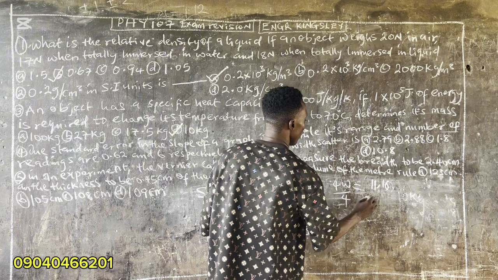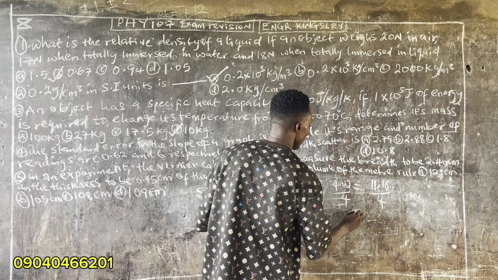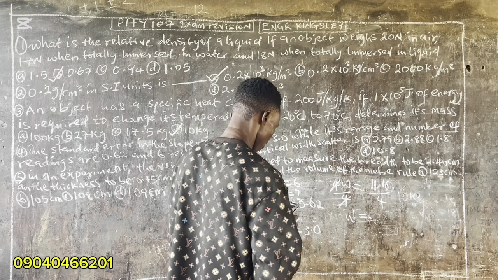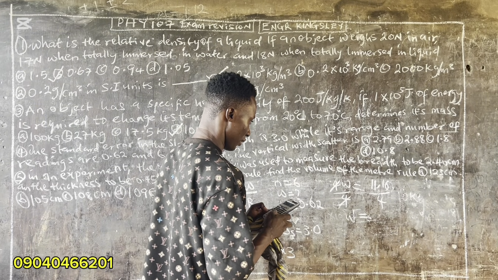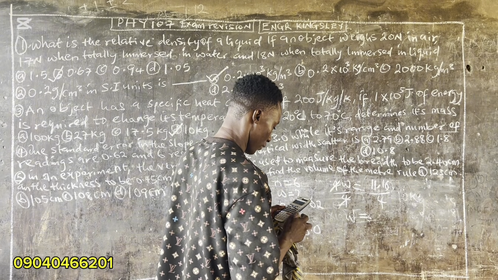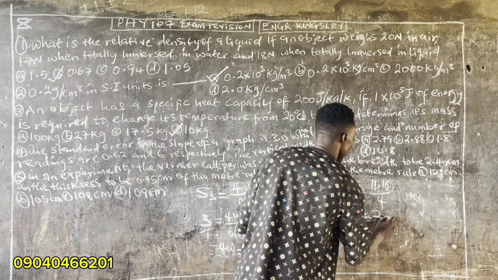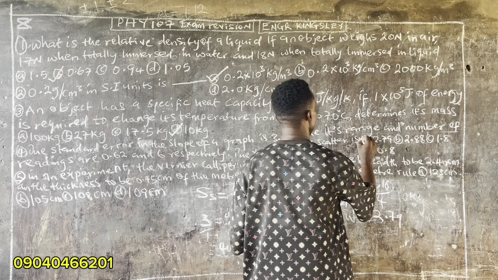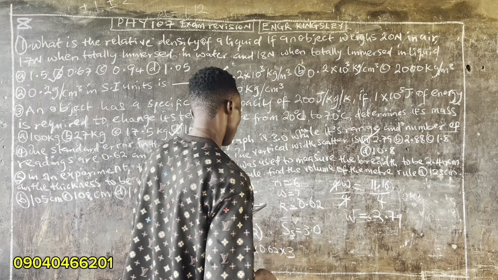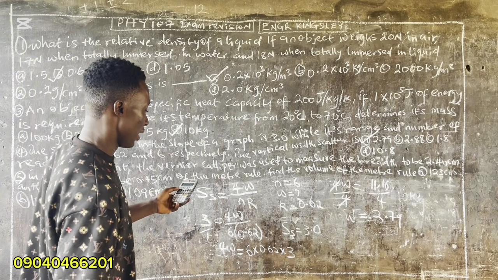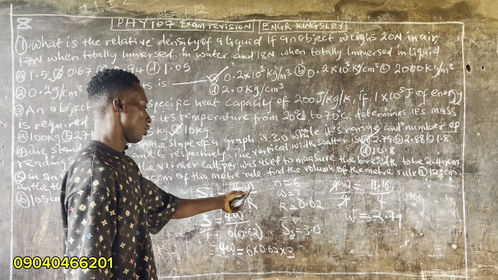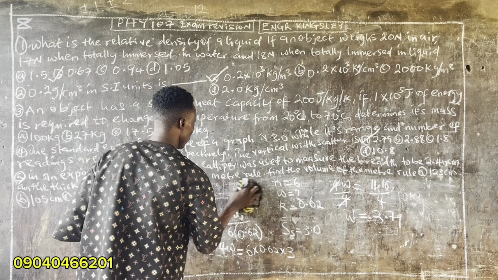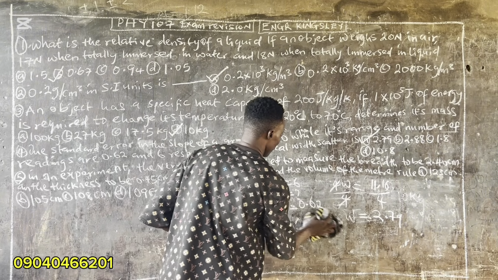Making W the subject, you divide both sides by 4. The 4 goes with the 4. W will be equal to 11.16 divided by 4, which gives us 2.79. So is 2.79 the option? Yes, option A. That is all for this question. You still remember that the standard error in slope is given as 4W all over NR. So, the last question for this particular video.